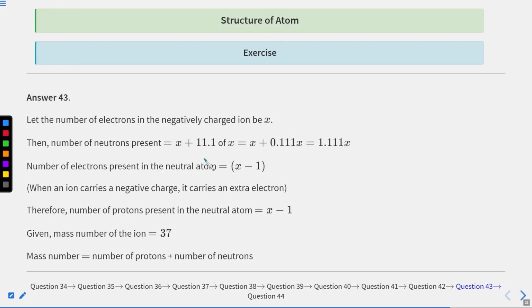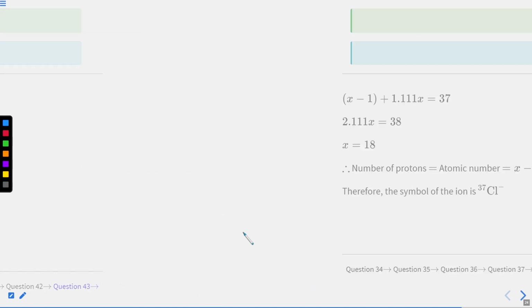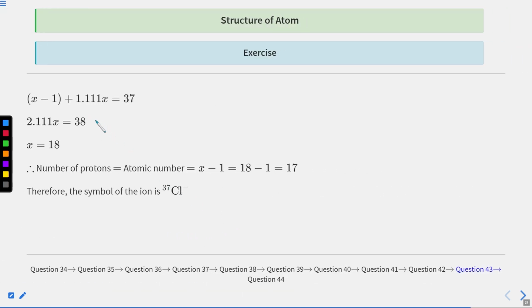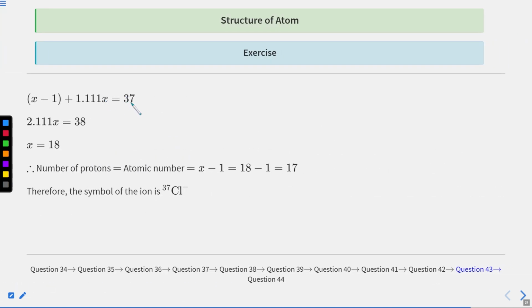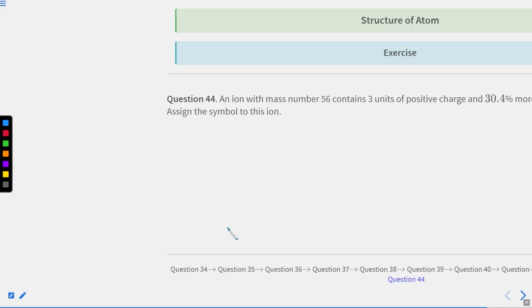So here the same thing is written. They have first calculated the number of neutrons in this way, and the number of electrons present in a neutral atom is this. Now, therefore, the number of protons is also x minus 1. Now the mass number is 37, that is number of protons plus number of neutrons. So x minus 1 plus this much. That would give us 37, and 38 and 18 as the final answer if you calculate it.